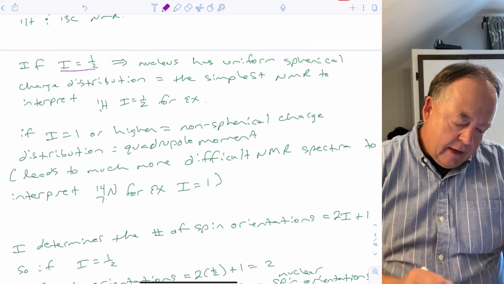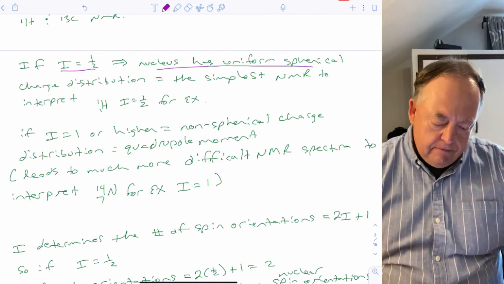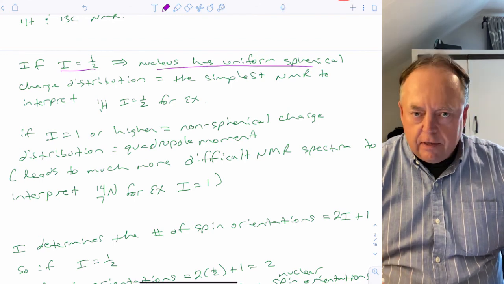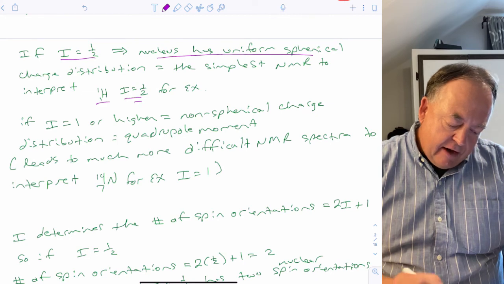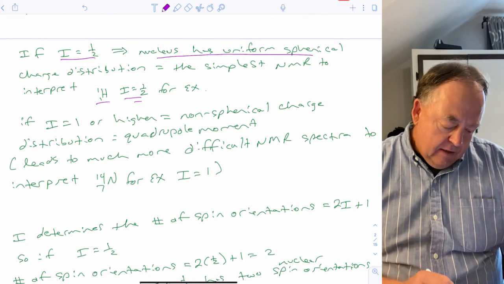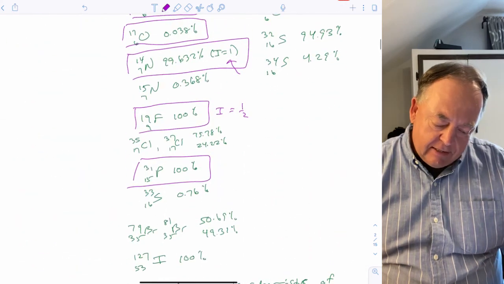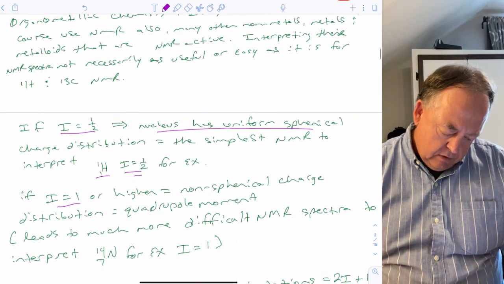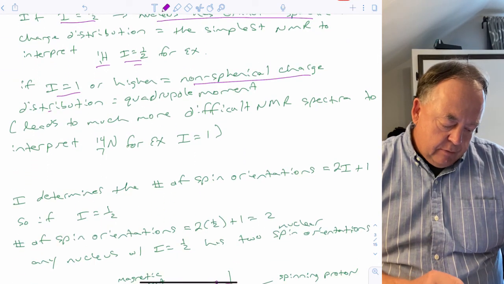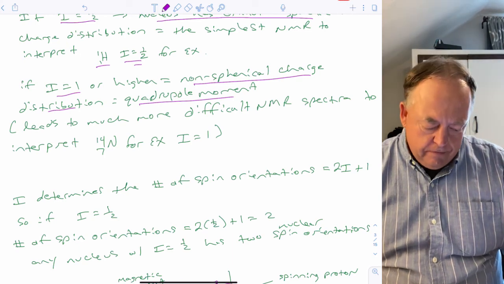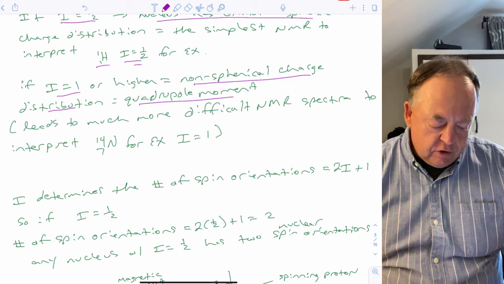If I is equal to 1/2, then that nucleus has a uniform spherical charge distribution, and those are the simplest NMR spectra to interpret. So proton H1 has an I value of 1/2, for example. If I is equal to 1, so for nitrogen, we said nitrogen 14 has an I value of 1, they have non-spherical charge distribution, so they have what's known as a quadrupole, and that leads to much more complex and much more difficult NMR spectra to interpret.